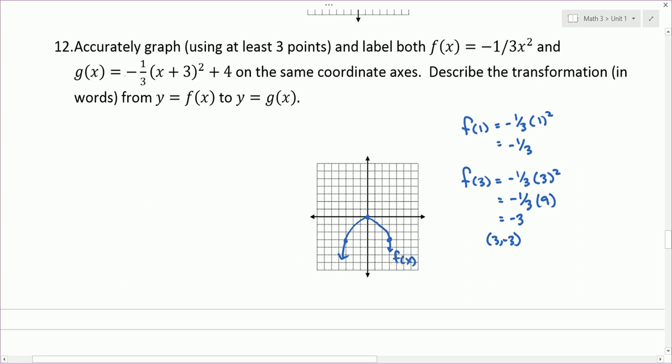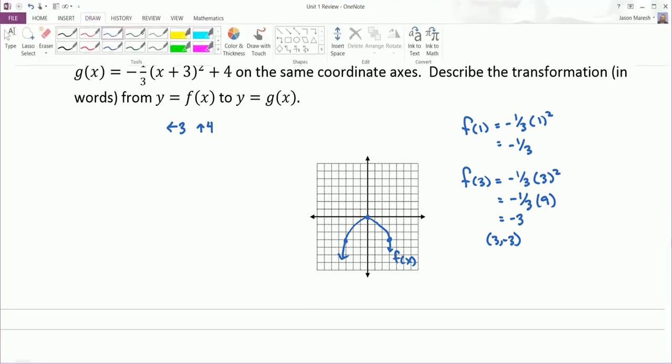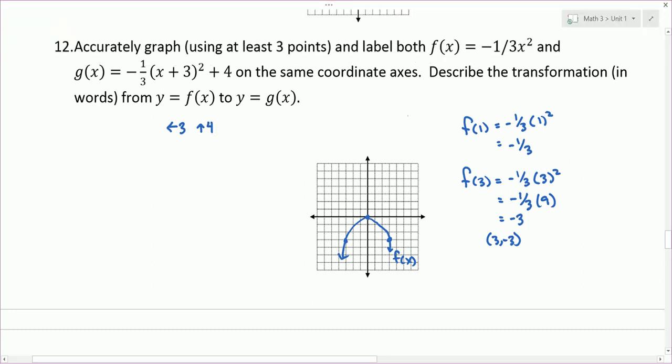Now g of x is just a translation of f of x. And we're going to go left 3 units, and we're going to go up 4 units. And since we already have f plotted, we can take those 3 lattice points and move them left 3 units and up 4 units. And we have a sketch of g of x.